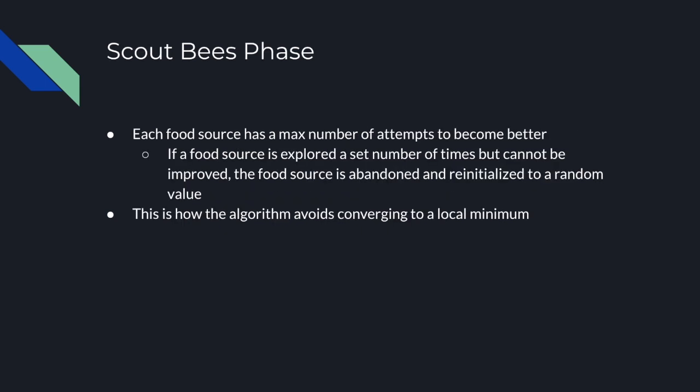Each food source has a max number of tries it can be improved. If the number of attempts to improve the food source is exceeded without further improvement, the food source is abandoned and reinitialized to a random value. This is how the algorithm avoids converging to a local minimum.